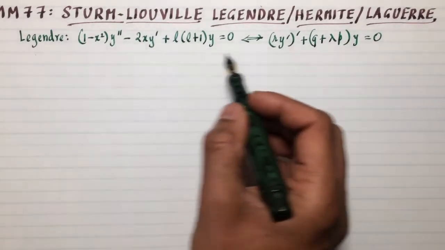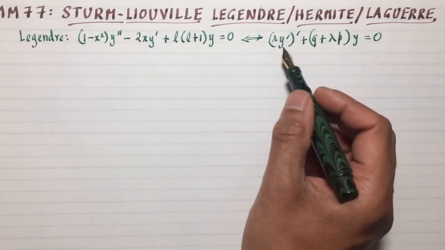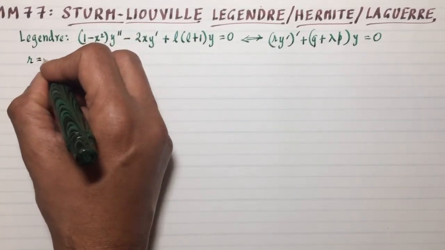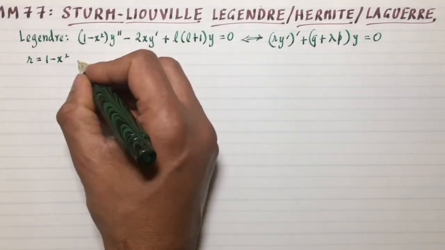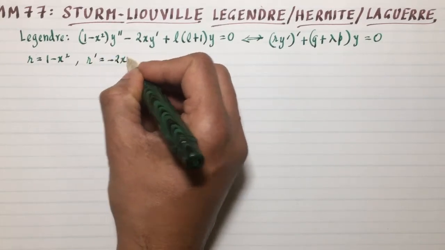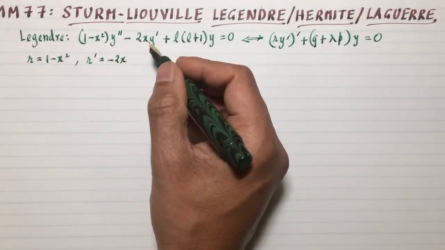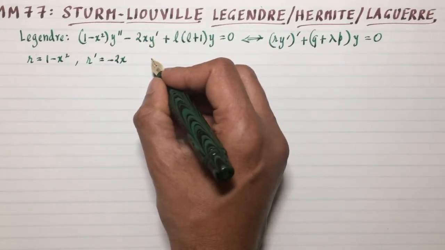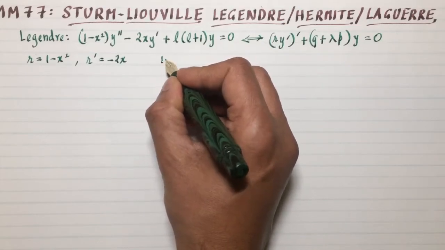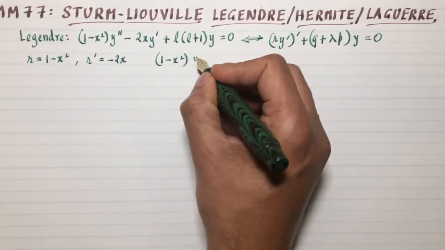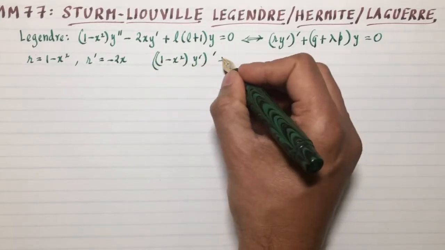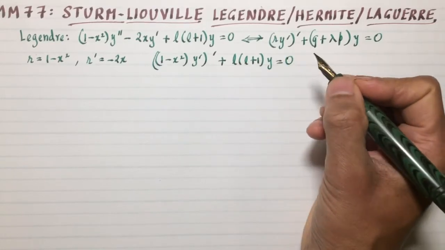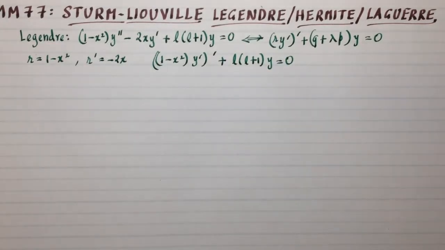Now all we have to do is figure out a way of writing this as the first term. In this particular case, you can immediately realize that if r equals 1 minus x squared, then r prime is going to be negative 2x. What a great coincidence. So our Sturm-Liouville theory formulation is immediate. So we're going to write this as (1 minus x squared y prime) prime plus L times (L plus 1) y equal to 0. So now what to do about q and p?